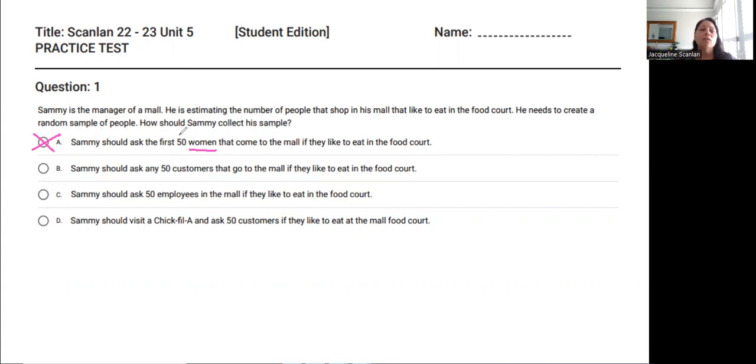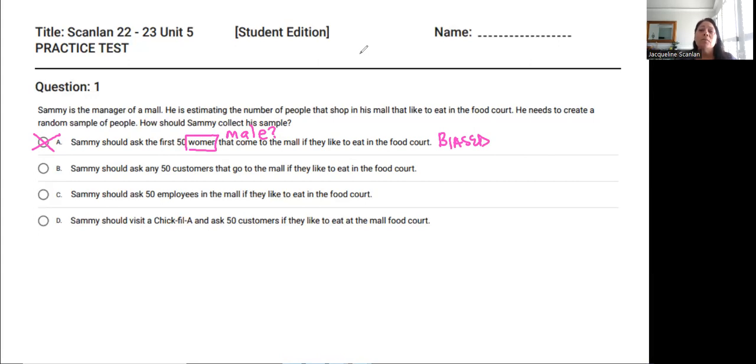All right, you cannot just take a specific gender and only survey them. For whatever reason, maybe women would be more likely to choose to eat in the food court. Maybe they would be less likely to choose to eat in the food court. But we are eliminating all of the male type of response that we could get. And because of that, we call this biased. And so this would not be the best way to collect a sample.